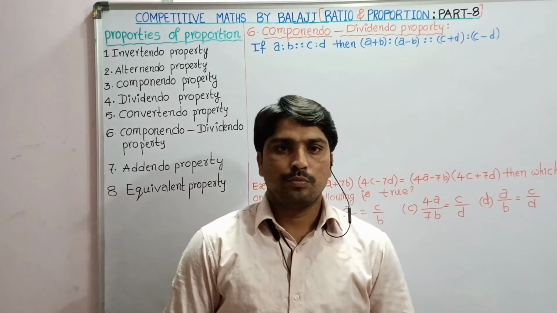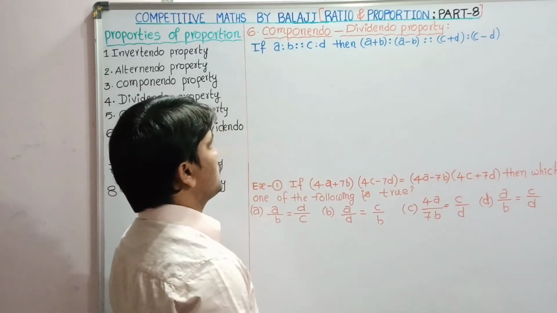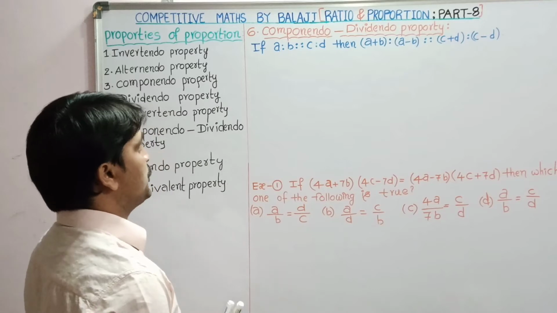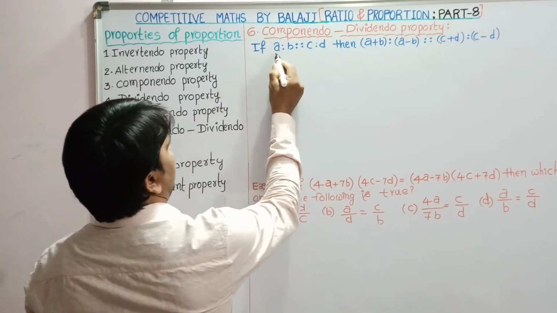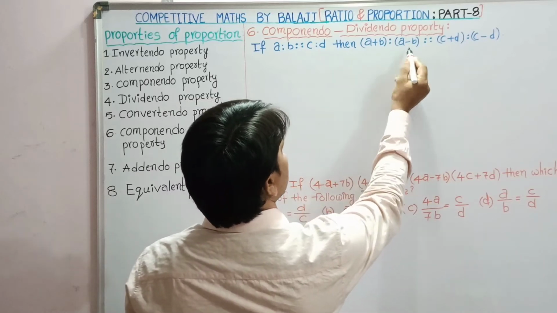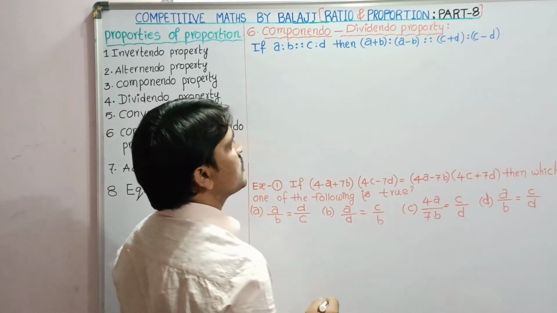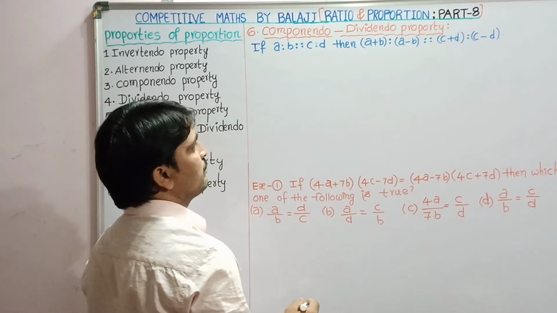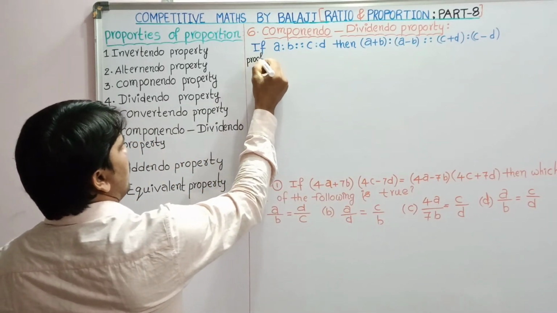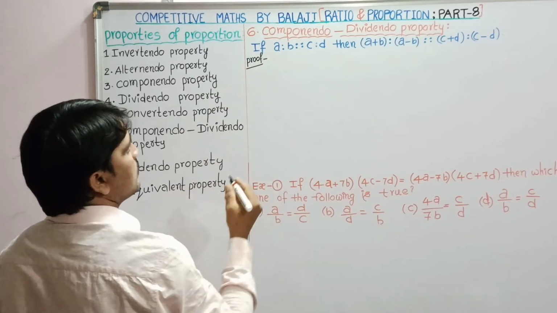Yes. Next important property, the sixth one, componendo and dividendo property. The statement is that if A is to B as C is to D, then A plus B is to A minus B as C plus D is to C minus D. Proof. Let us prove this statement.